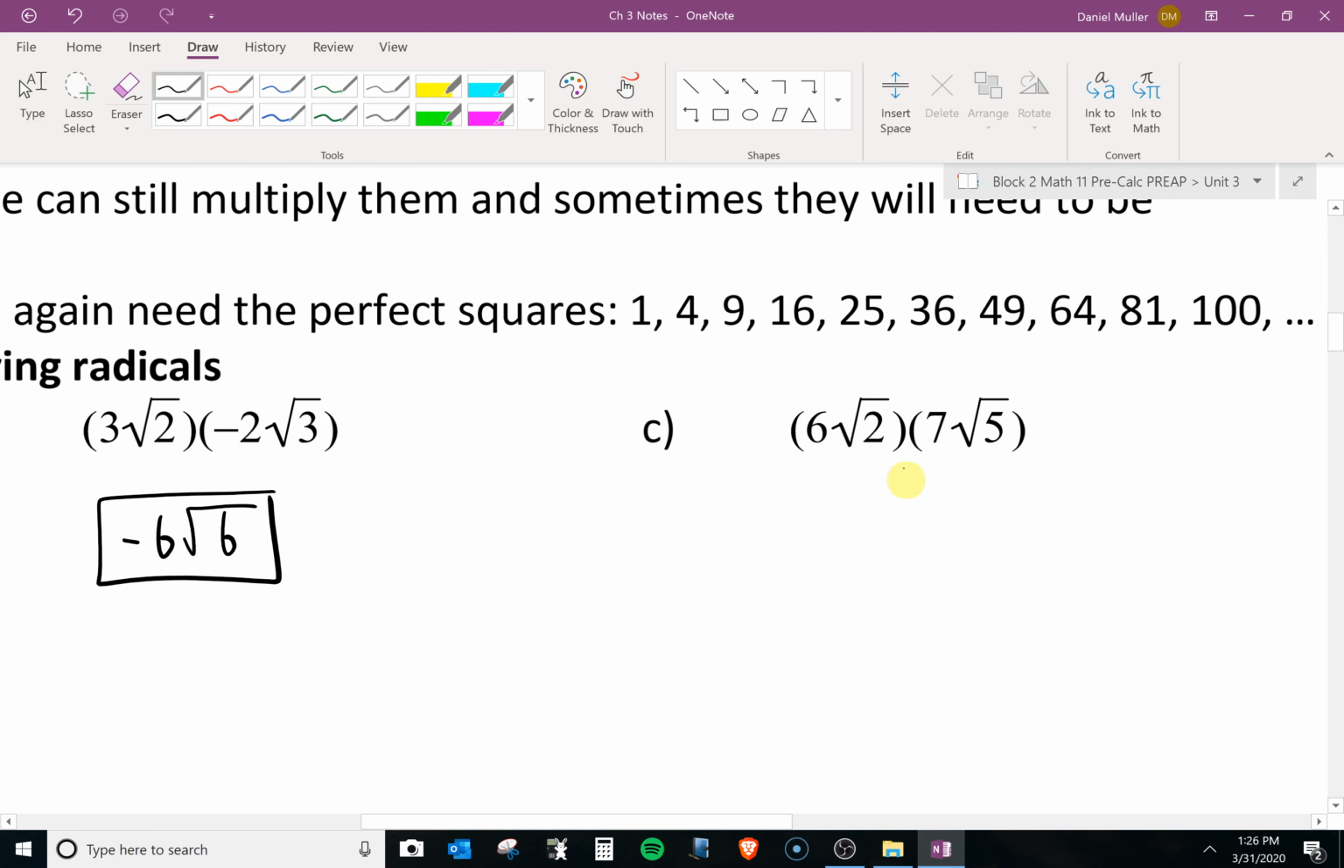Here, the outsides are the 6 and the 7, so we'll have a 42 when you multiply those. The insides are a 2 and a 5, which is a 10. That can break down to 2 and 5, which again, we can't do anything with, so there's no pairs there, so this is our final answer.